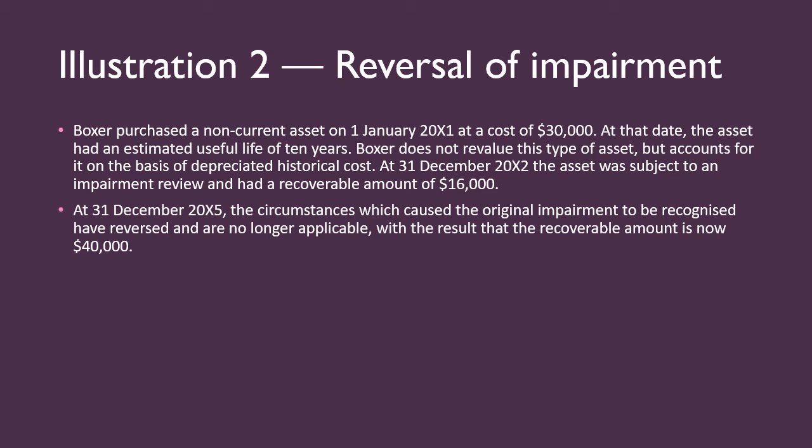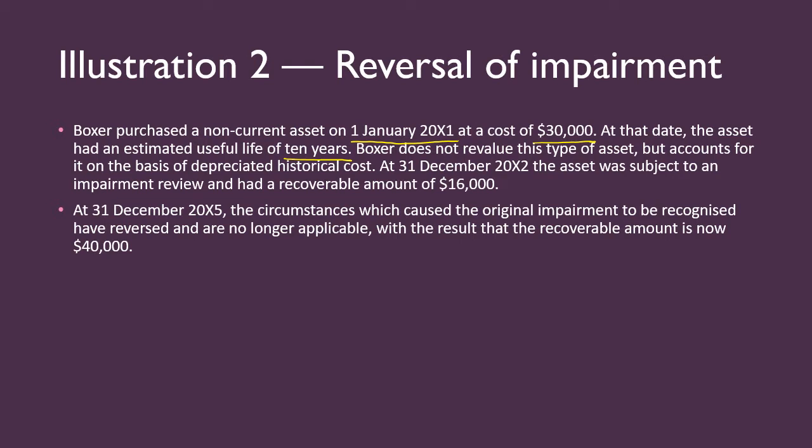Now see this illustration. Boxer purchased a non-current asset on 1st January 2011. The cost on that date was $30,000 and the useful life was 10 years. Boxer does not revalue this type of asset but accounts for the impairment.